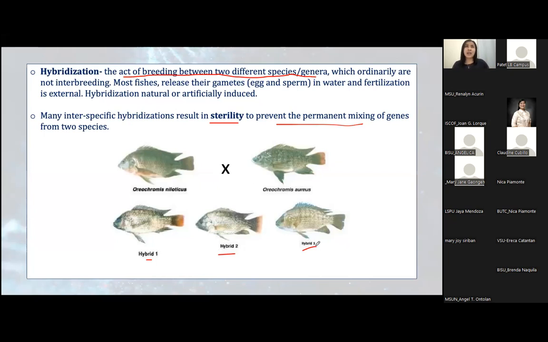Kaya baka sabihin ninyo, di ma'am, for example, nag-cross si tilapia at si bangus, di may bagong species. If ever mangyari man yan, walang pwedeng maging progeny or anak yung cross, yung hybrid ng milkfish and tilapia, because it results in sterility. Tandaan nyo ha, yung product usually ng mga nag-undergo ng hybridization ay sterile.